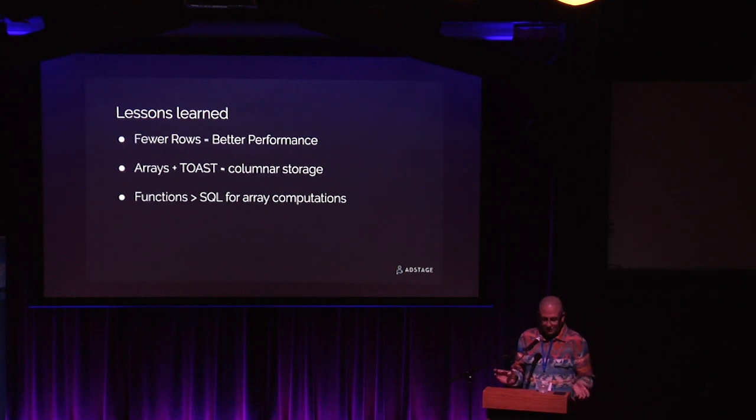Arrays plus TOAST is approximately columnar storage. I was surprised by that, but this is basically, as far as I'm concerned, the 80-20 on getting columnar storage in Postgres. If you have append-only data, you can definitely do better, and you might have performance requirements that require better, but this is very easy to work with, doesn't require any extensions, so worth taking into account.